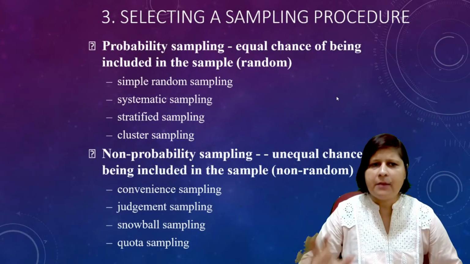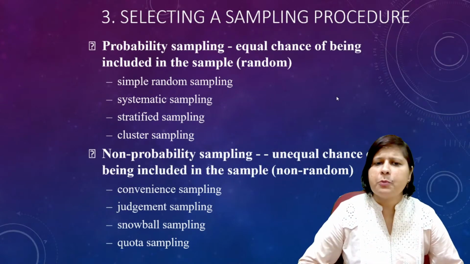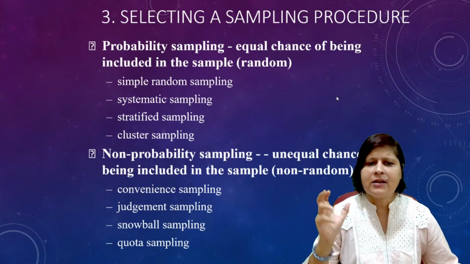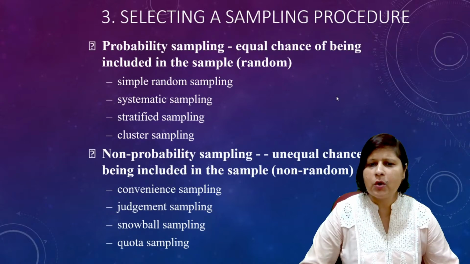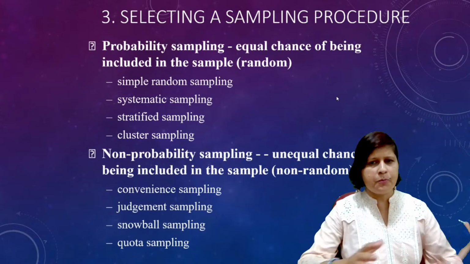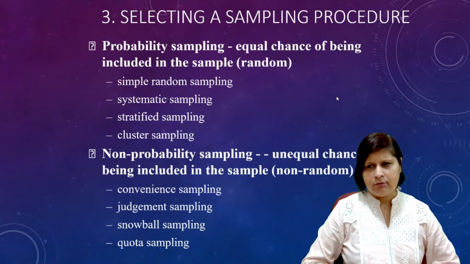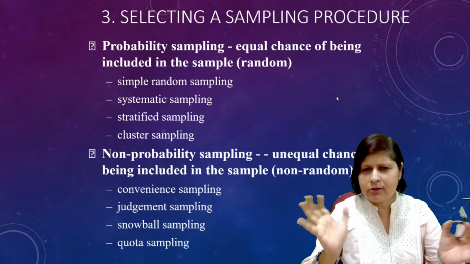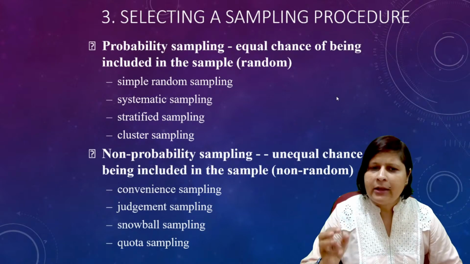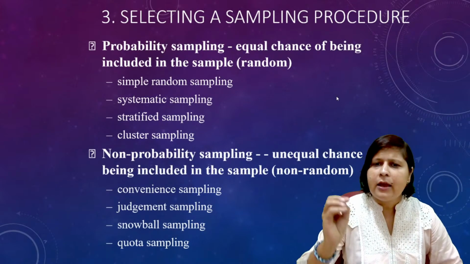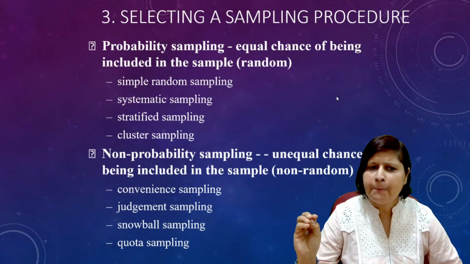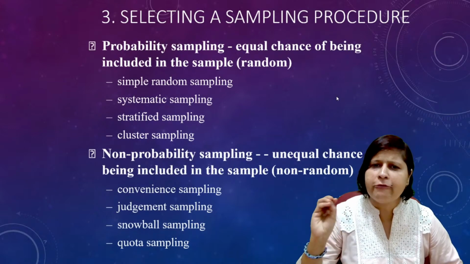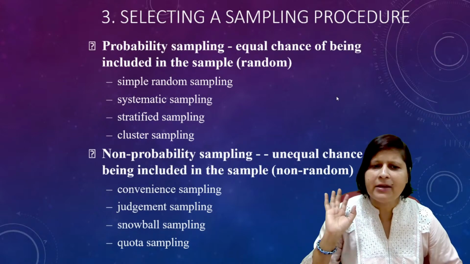Probability sampling. Let's come to probability sampling directly. What is probability sampling? In probability sampling, there is an equal chance of each and every individual being selected as a sample. Suppose the population size under study is 100. It's very small, but suppose it's 100. Then the chances of selecting each and every individual as a sample are equal. The chances of selection of each and every unit as a sample are equal.